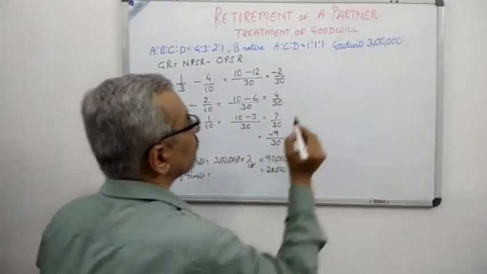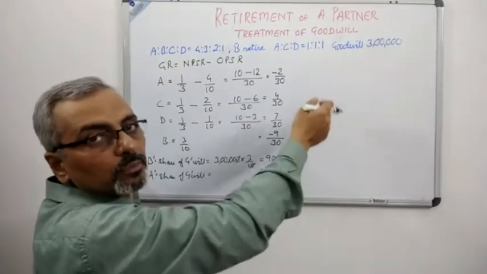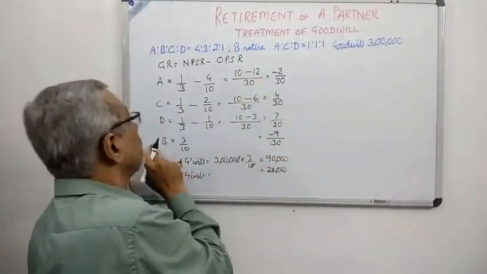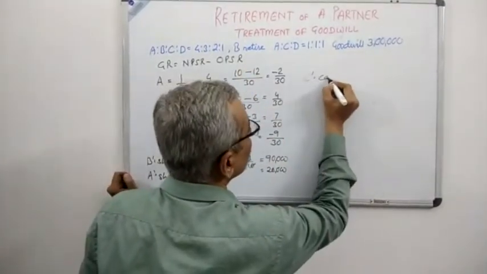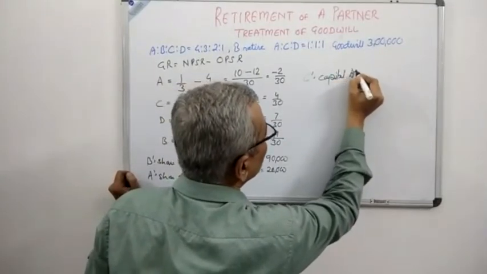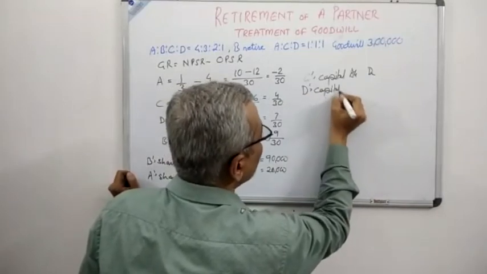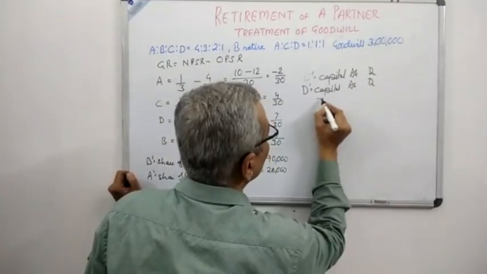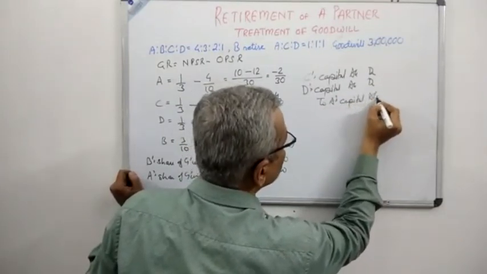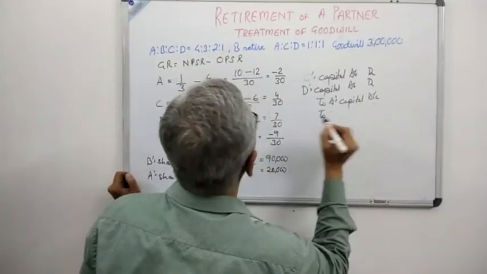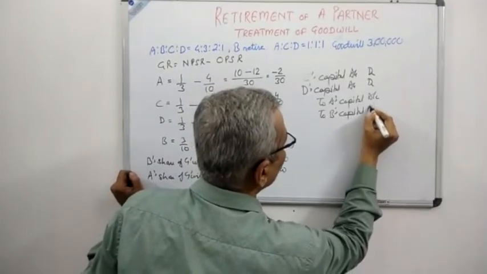The journal entry will be: the gaining partners' accounts will be debited and the sacrificing partners' accounts will be credited. Over here, see, on the retirement of B, A has also sacrificed. Now let us pass the journal entry. The journal entry says C's capital account debit, D's capital account debit, to A's capital account, to B's capital account, who had actually retired.